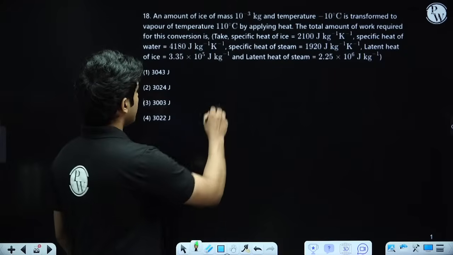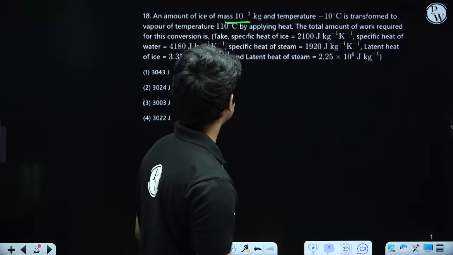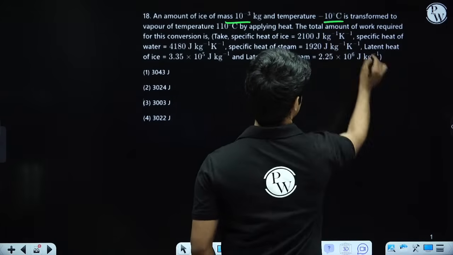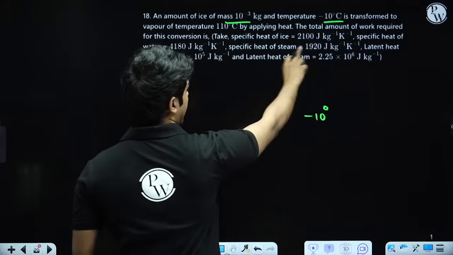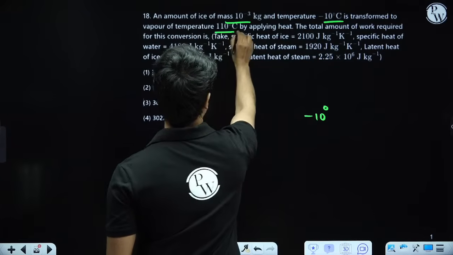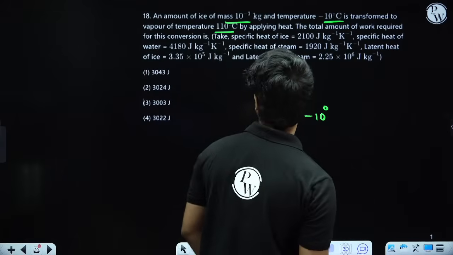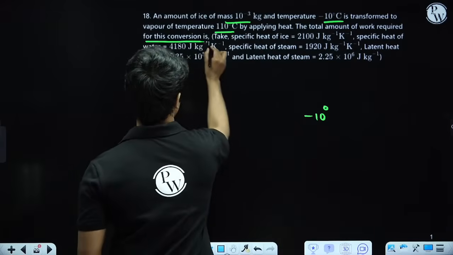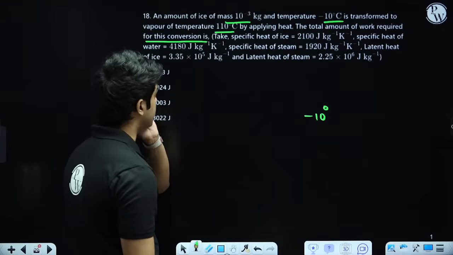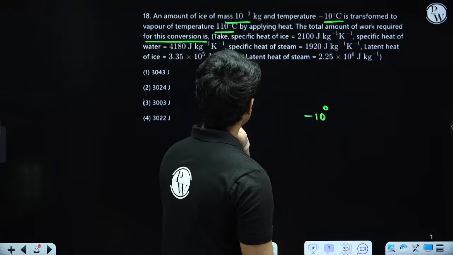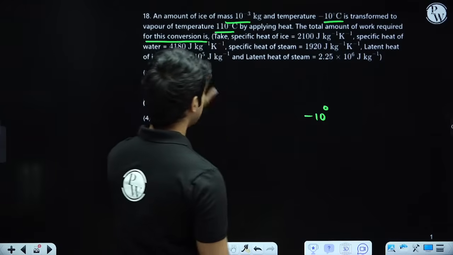So the amount of ice is given, mass 10 to the power minus 3. Initial temperature is minus 10 degrees Celsius, so we have minus 10 degrees Celsius ice, and it is transformed to vapor of 110 degrees Celsius. Okay. So by applying heat, the total amount of work required for this conversion is, how much energy do we need to supply for taking minus 10 degree ice to steam? Specific heat of ice, specific heat of water, specific heat of steam, everything is given basically.